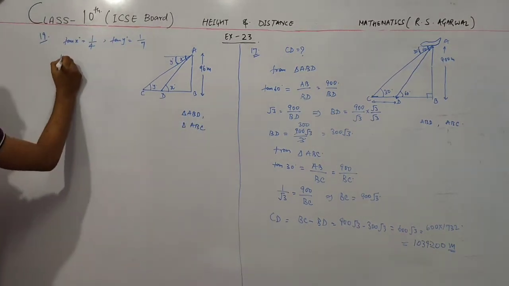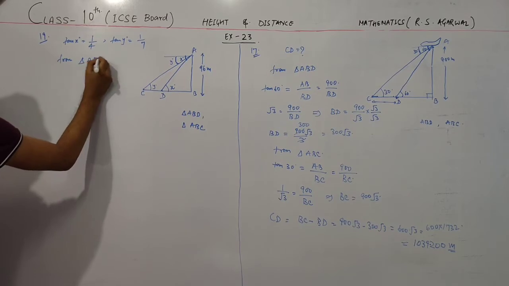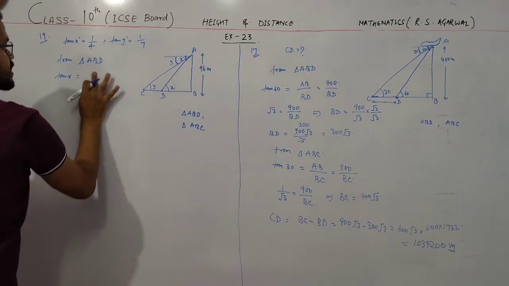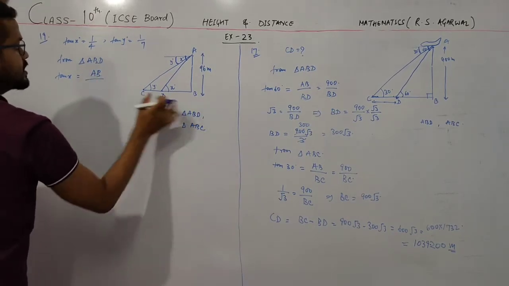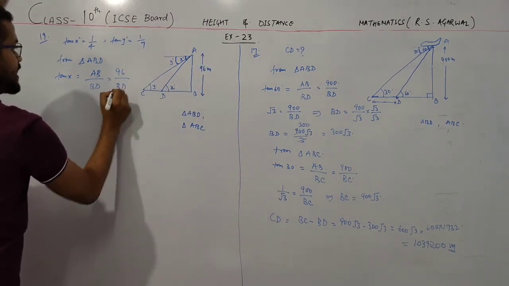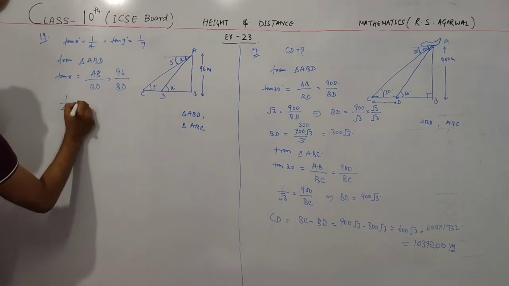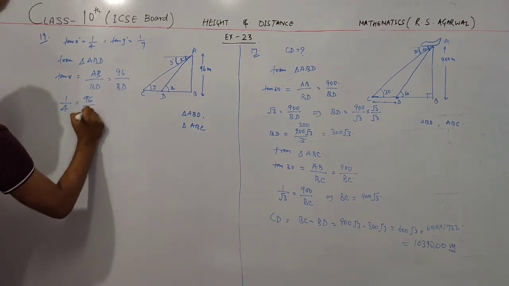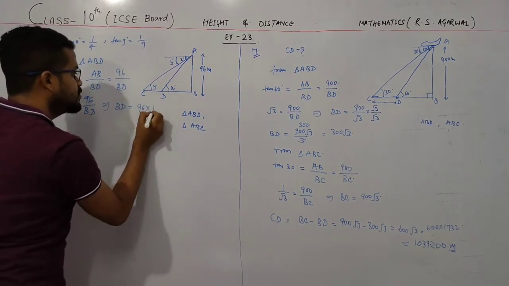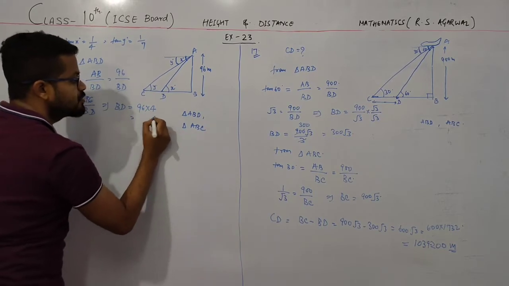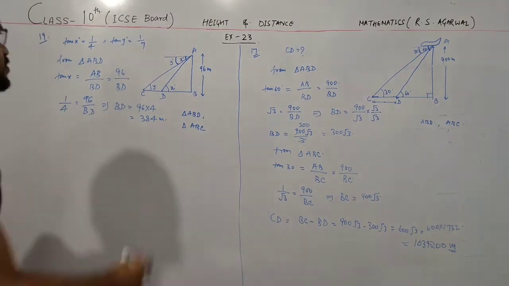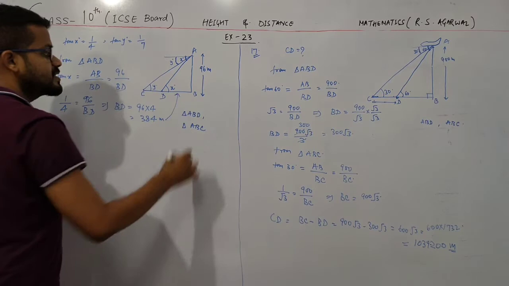So from triangle ABD, tan x is equal to the height AB upon the base BD. AB is given, which is 96, and this is BD. The value of tan x is 1 by 4, so 1 by 4 is equal to 96 upon BD. So we can easily get the value of BD, 96 into 4, which is 6 4s are 24, 9 4s are 36, 384 meters. Okay, so this distance is 384 meters.